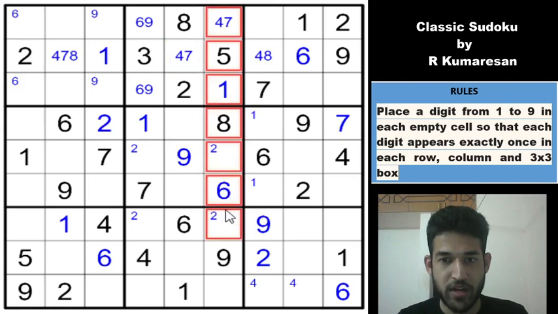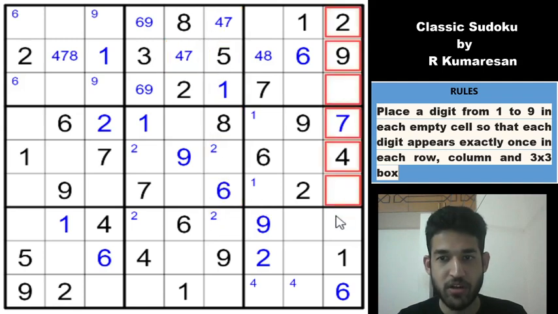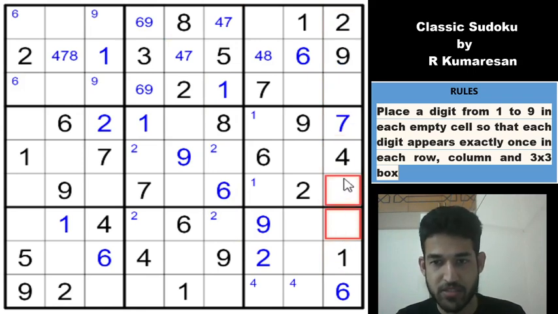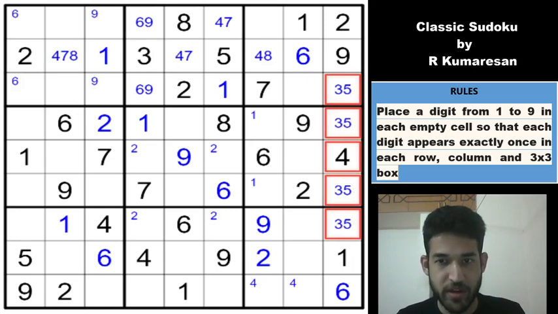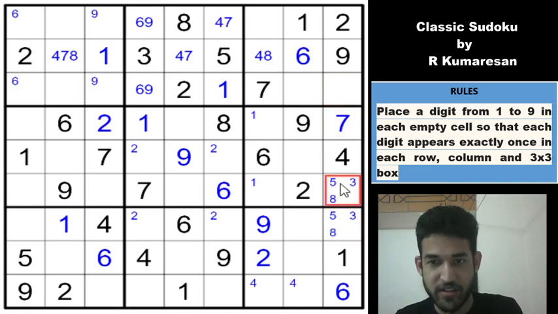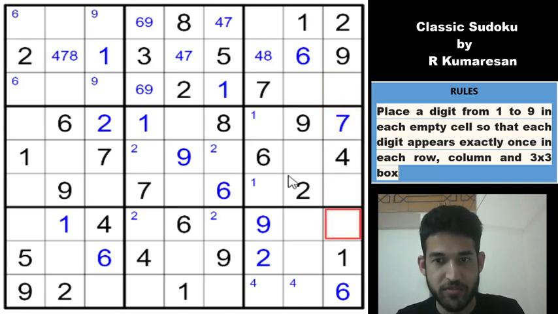Okay, so let us look at column 9 because it has 6 digits. 2, 4, 7, 9, 1, 6. So which means that the remaining digits must be 3, 5 and 8, right? Oops, sorry guys. Somehow the given digit got replaced. Sorry, should have selected it. 3, 5 and 8.